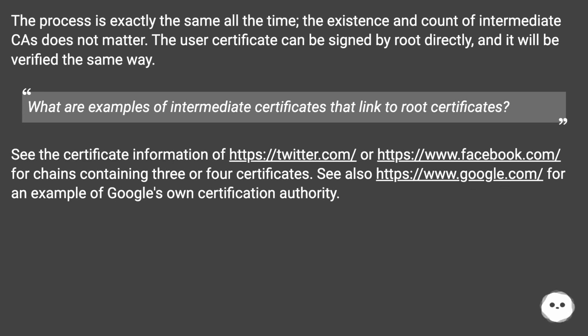What are examples of intermediate certificates that link to root certificates? See the certificate information of this URL or this URL for chains containing 3 or 4 certificates. See also this URL for an example of Google's own certification authority.